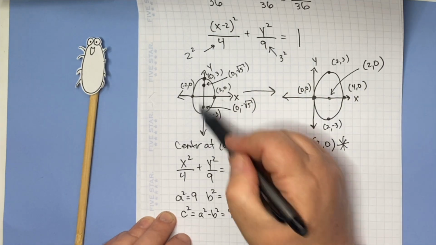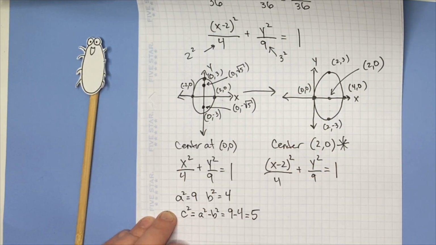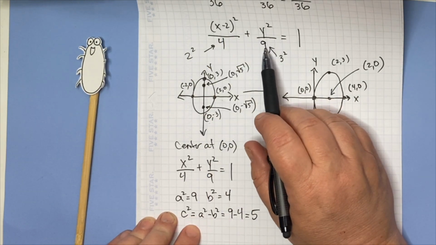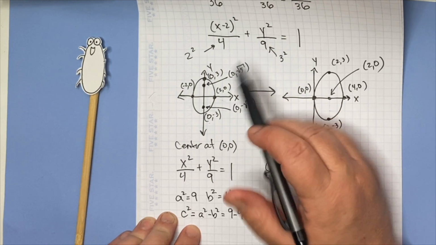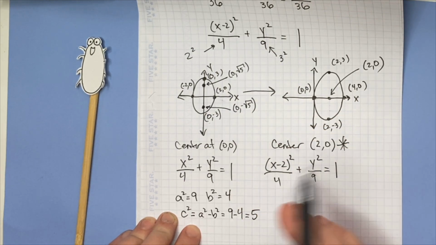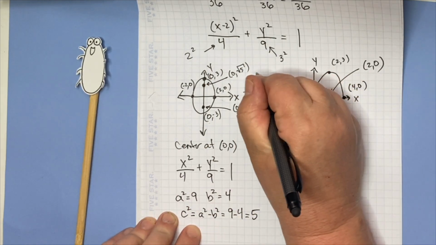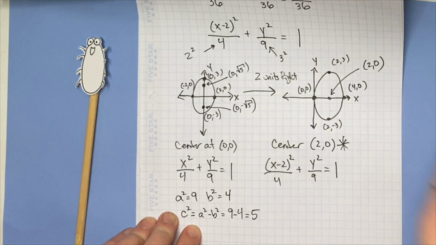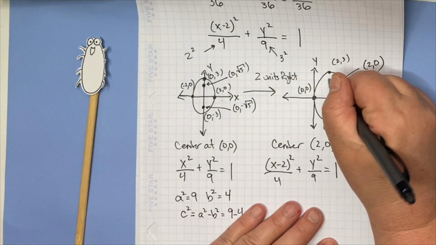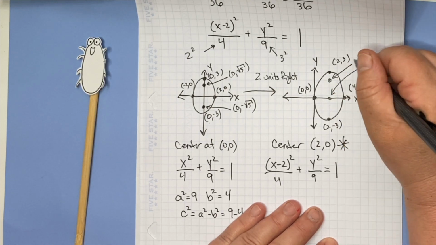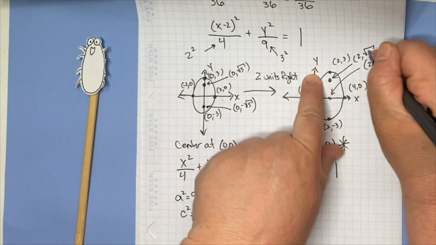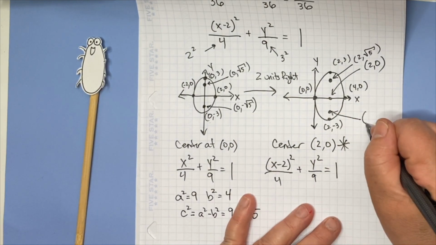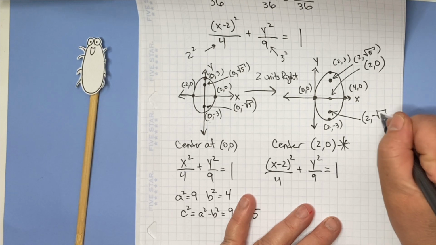Now, how do I know they're on the y-axis and not the x-axis? And the answer is because the major axis is the one, y is over the bigger number. Whichever is the bigger denominator, that's the axis that wins. So now what happens when we shift this 2 units to the right? Our new foci will be here-ish at the point 2, radical 5, and here at the new point 2, the opposite of radical 5.